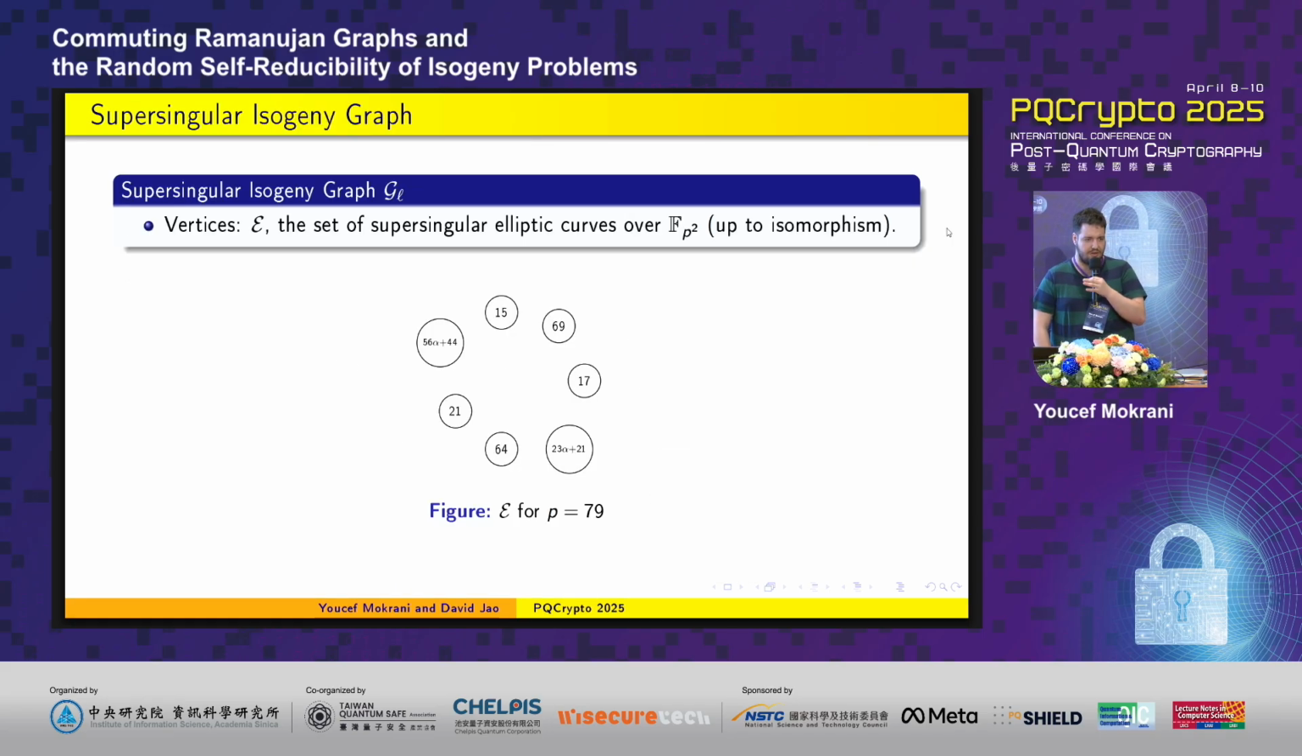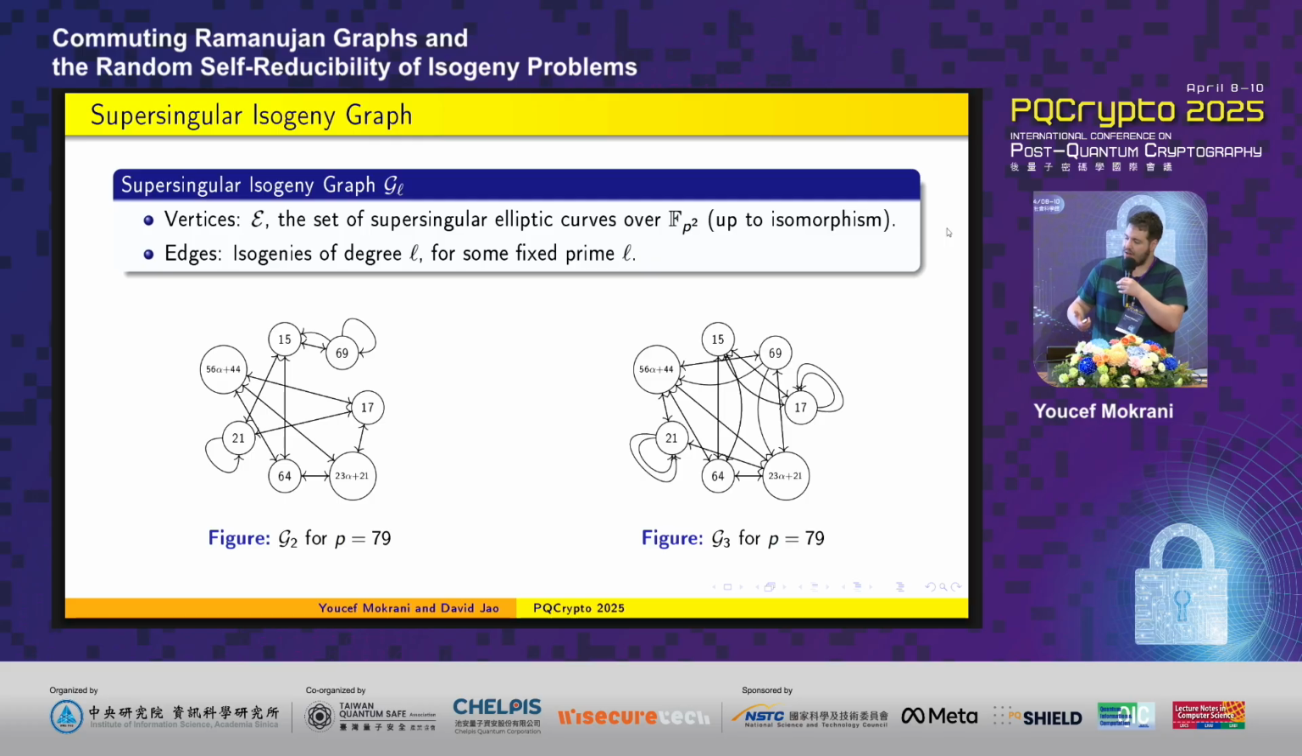Okay, so now we'll just jump to the concept of supersingular isogeny graphs. The supersingular isogeny graph simply has as its vertices the set of every supersingular elliptic curve over F_p^2 up to isomorphism. For example, this is the vertex set for p equals 79. And your edges, for example, if you have the supersingular isogeny graph G_L, is just the L-isogenies. For example, here's G_2 and here's G_3 for the same prime 79. It's worth noting that even when you change your L, the vertex set is always exactly the same.